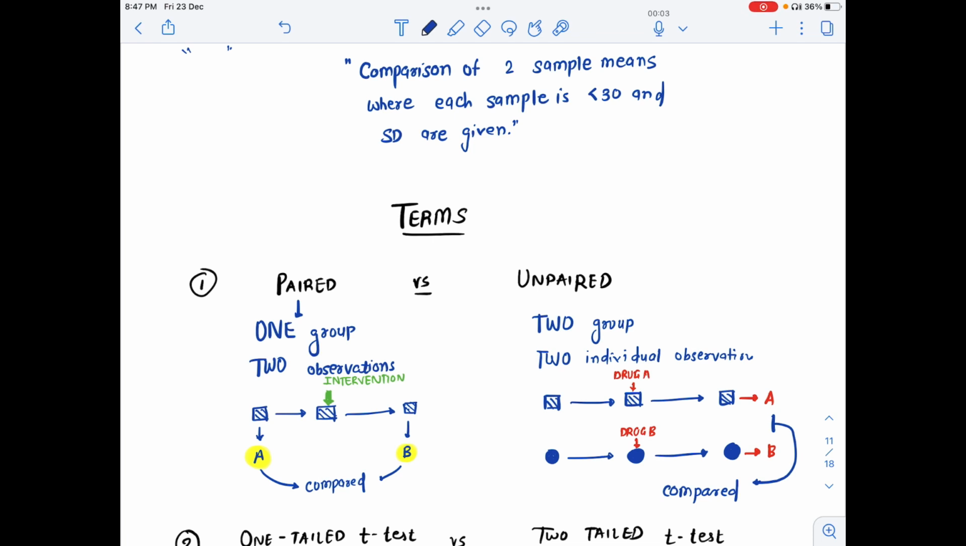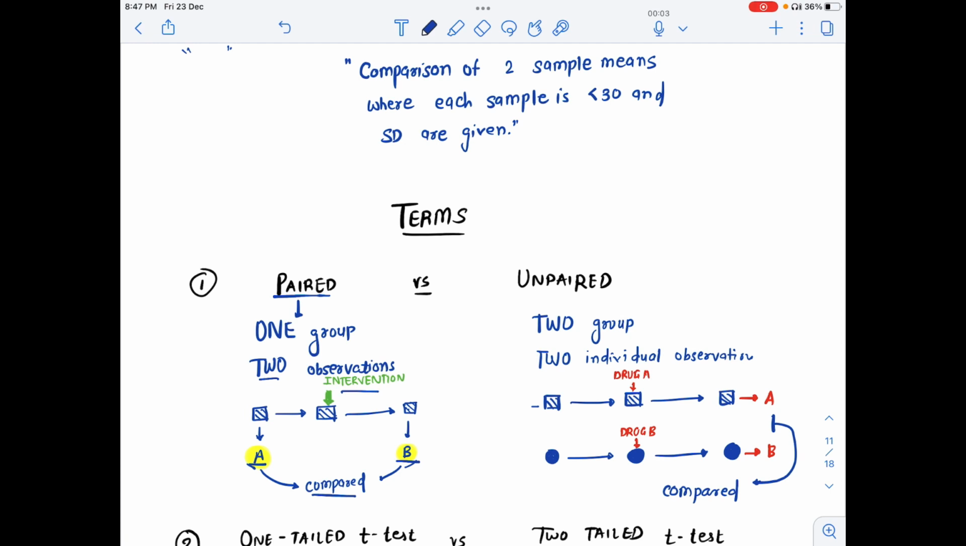In a paired t-test, there is one group which is given one intervention. There are two observations made. One is before the intervention, that is A, and one is after the intervention, that is B. Both of these observations are compared later on and the t-test is applied. That is called a paired t-test because two observations are paired together for one sample.